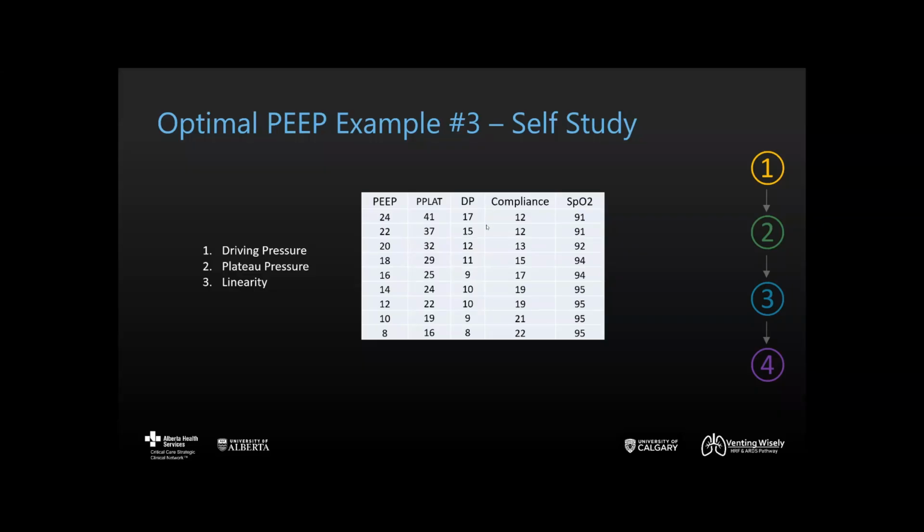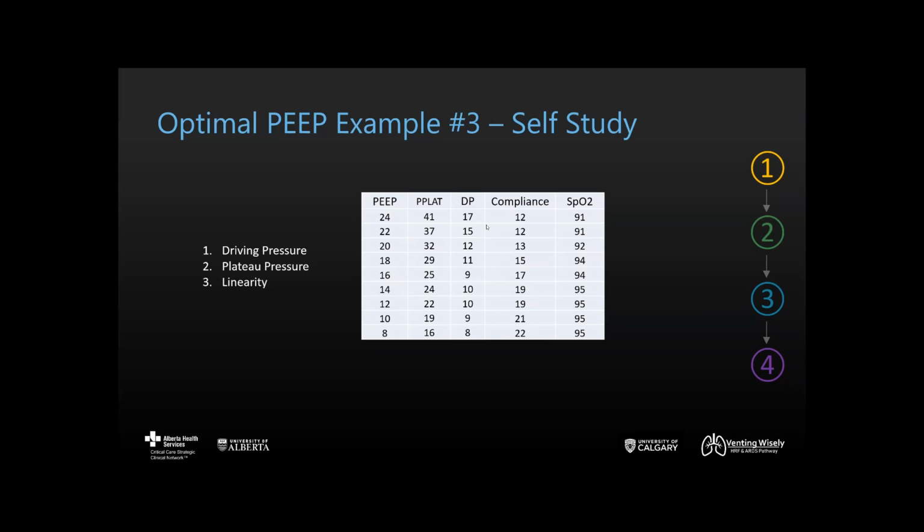Welcome back. For this table, I would have started at a PEEP of 22, ended at a PEEP of 12, and have selected an optimal PEEP of 16. This table is a great example of how linearity can change throughout a PEEP study. From the top, the PEEP of 24 would have been eliminated as the plateau was greater than 40 within the safety check. So we would start the procedure phase at a PEEP of 22.